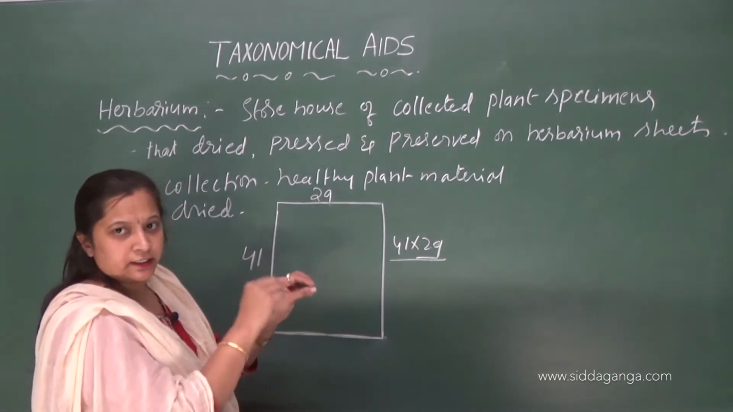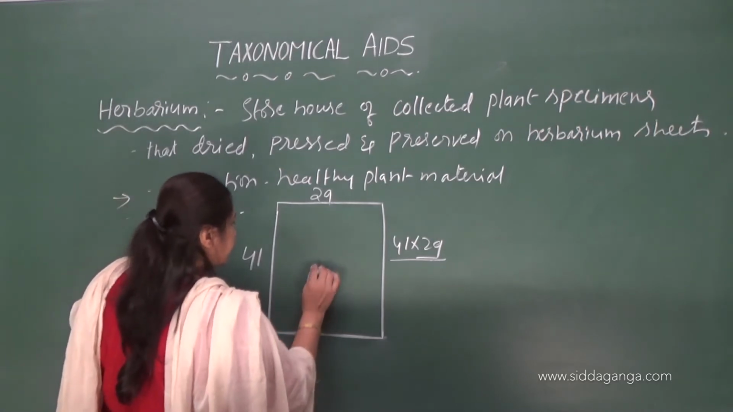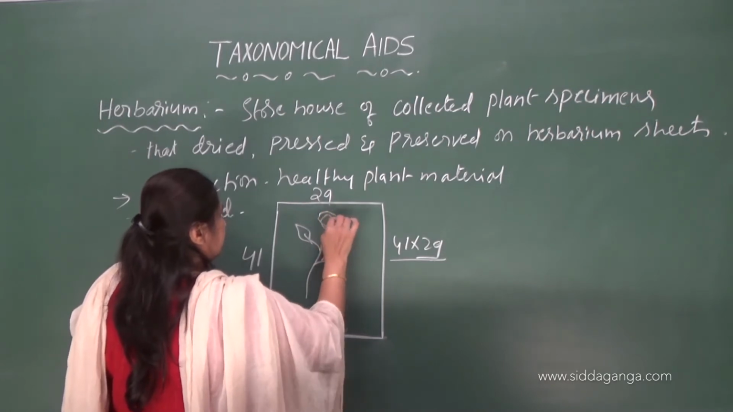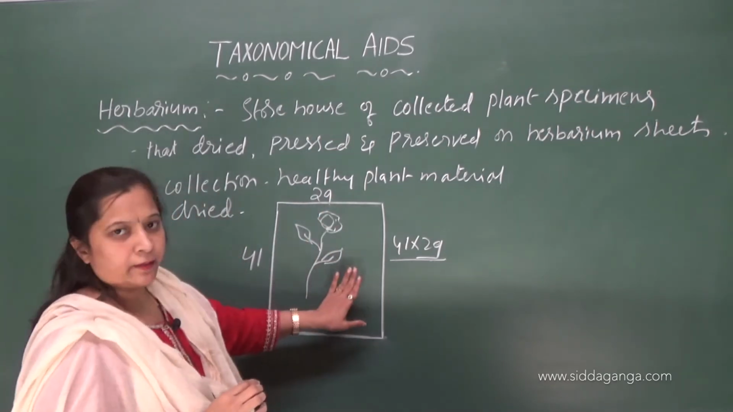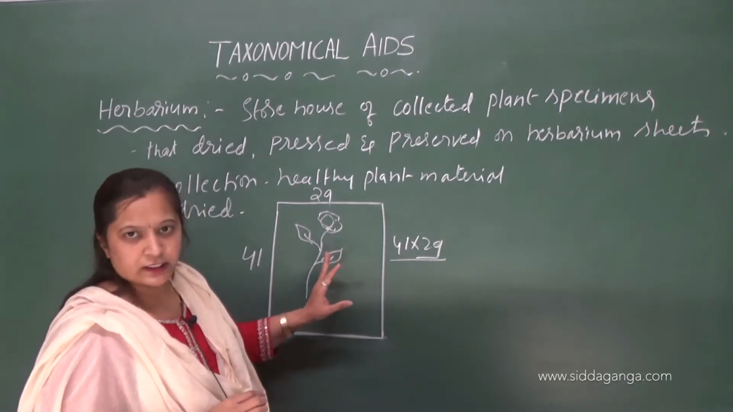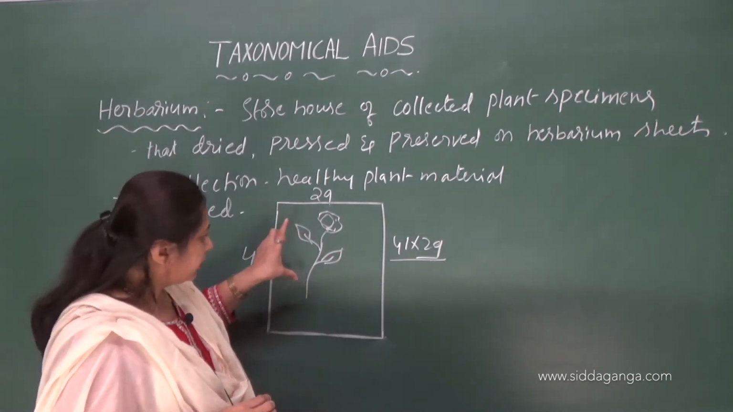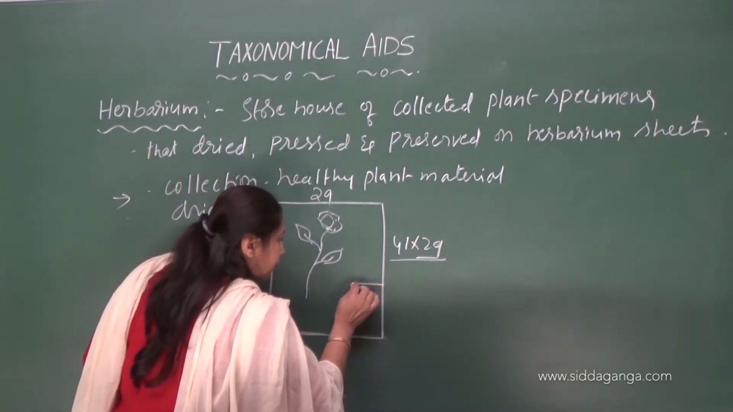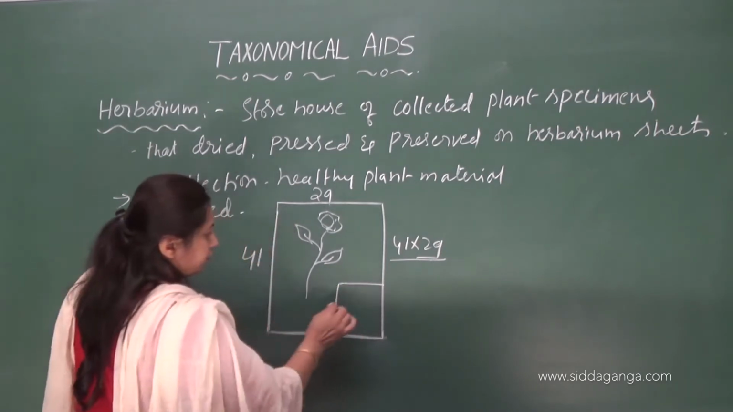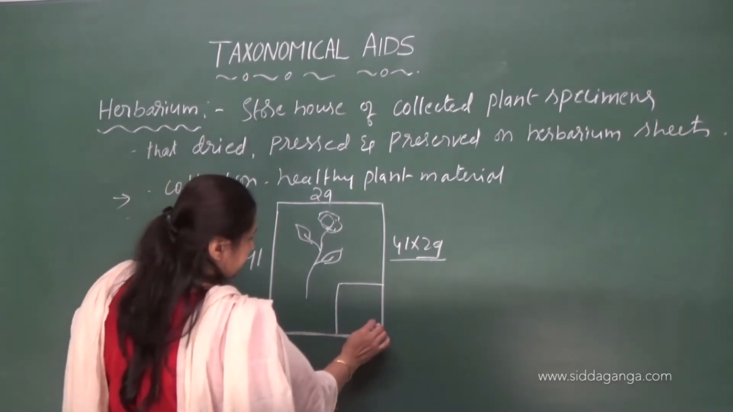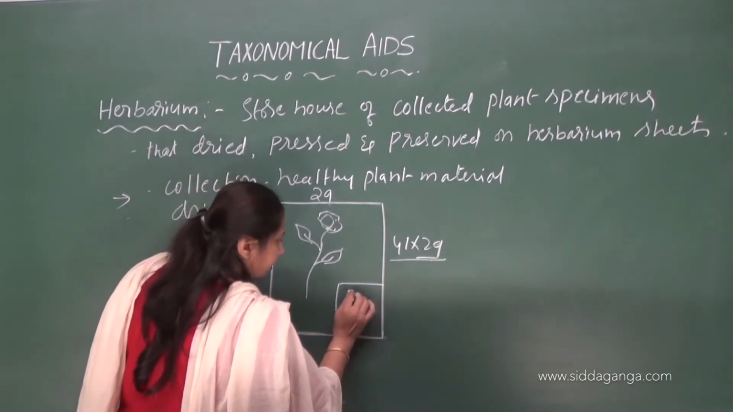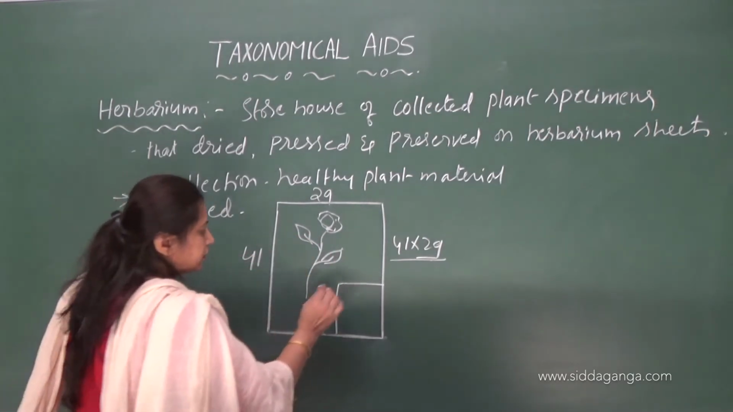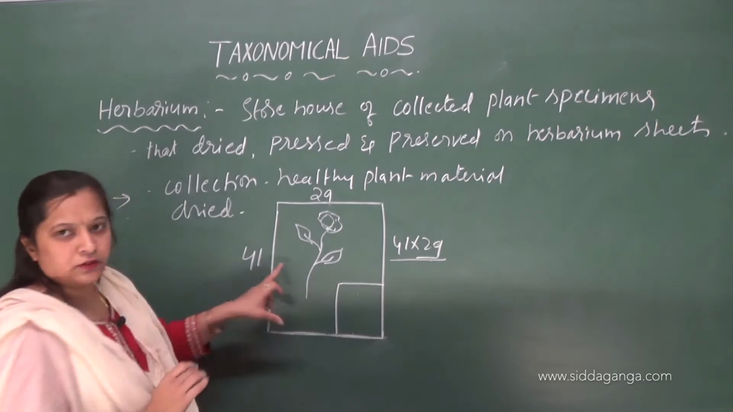The plant material is either glued or stitched. So it is mounted on a herbarium sheet. It's actually a thick sheet. We call it a herbarium sheet. The plant material is mounted on the herbarium sheet, and at the lower corner of the right hand side there is the complete description of that particular plant written.